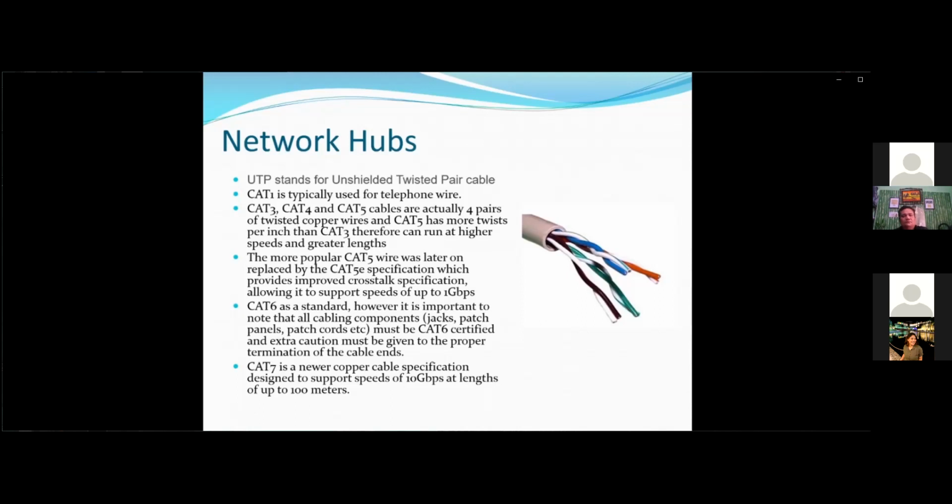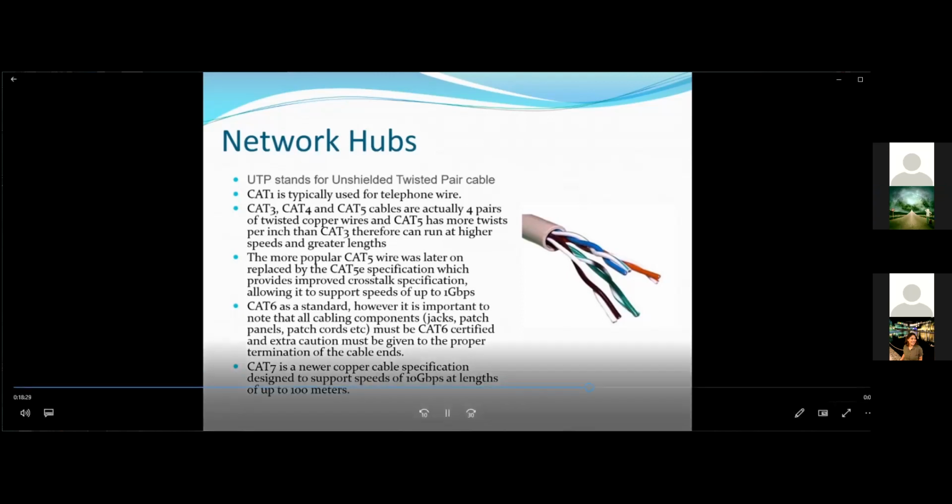Yun sinasabi ko, no? Kailangan daw maging Cat6 din. Certified and extra caution must be given to the proper termination of the cable ends. Yun nga lang, usually hindi na ako nag-crimp. Bumibili na ako ng crimp.